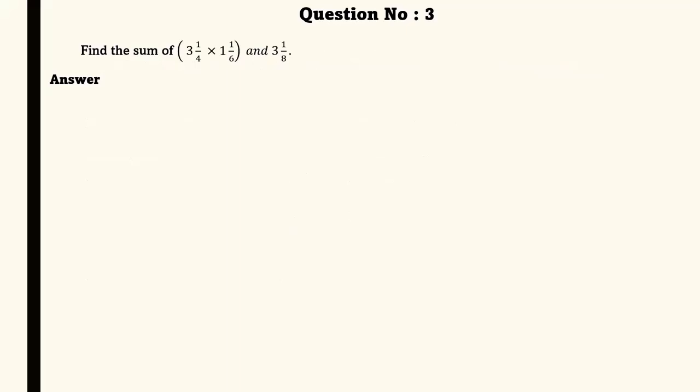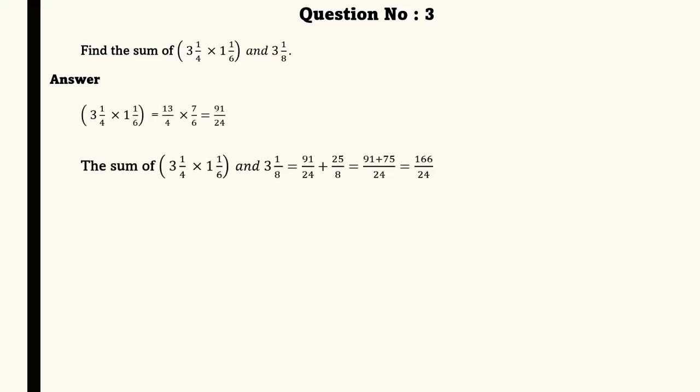Question 3. Find the sum of 3 1/4 into 1 1/6 and 3 1/8. The sum of 3 1/4 into 1 1/6 and 3 1/8 is equal to 166 by 24. That is 6 11 by 12.